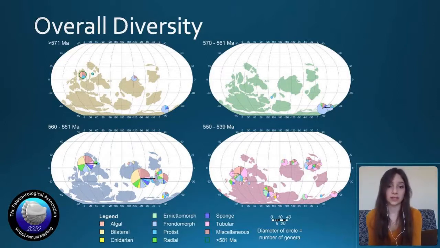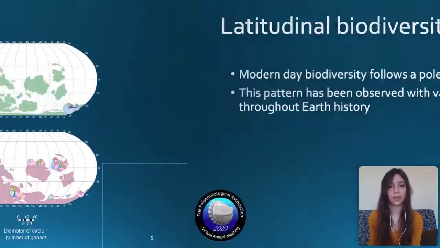Another thing that I'd like to point out to you on these maps, especially visible in the later two time bins at the bottom of the screen, is that their diversity appears to be greater at low latitudes. So that leads us to think, was there a latitudinal biodiversity gradient during the late Ediacaran?